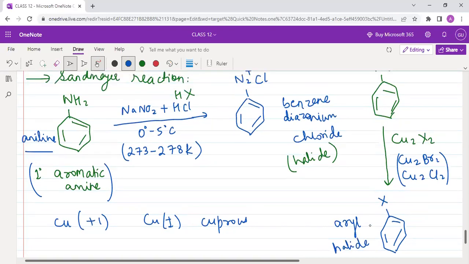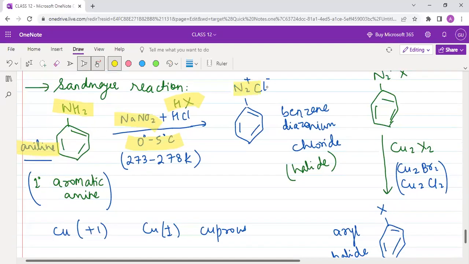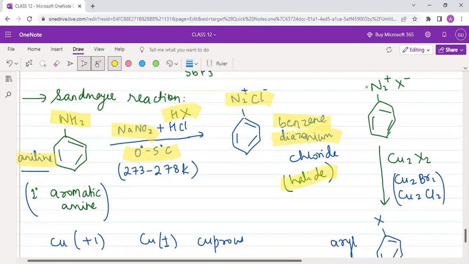So you have to remember that when aniline is treated with sodium nitrite, aniline is a primary aromatic amine, benzene having an NH2 group. If it is treated with NaNO2 and HX in general, and you should remember the temperature range 0 to 5 degrees Celsius, then NH2 will get converted into N2 plus and Cl minus. And this is called your benzene diazonium halide, if we take N2 plus X minus.